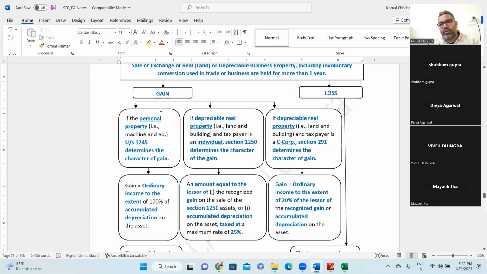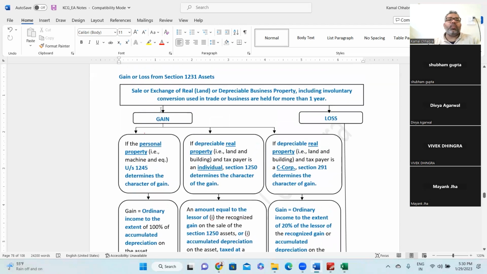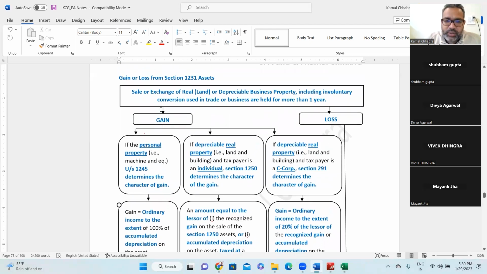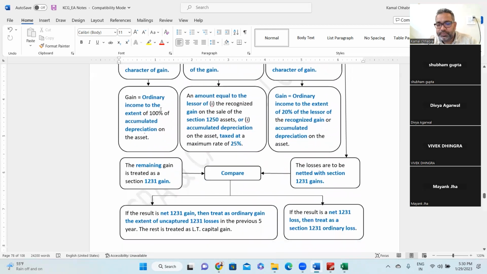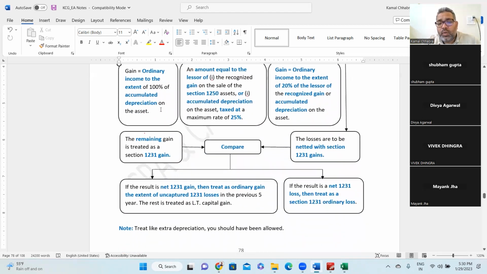Now let's jump into the losses side. So section 1231 asset. What is a 1231 asset? Real assets or depreciable business property, including involuntary conversion, used for trade or business and held for more than 1 year. And now the scenario is of loss. In that scenario, losses are to be netted with section 1231 gain. Like if on one property you have gain, on another property you have loss, then first you can do the netting off, right?